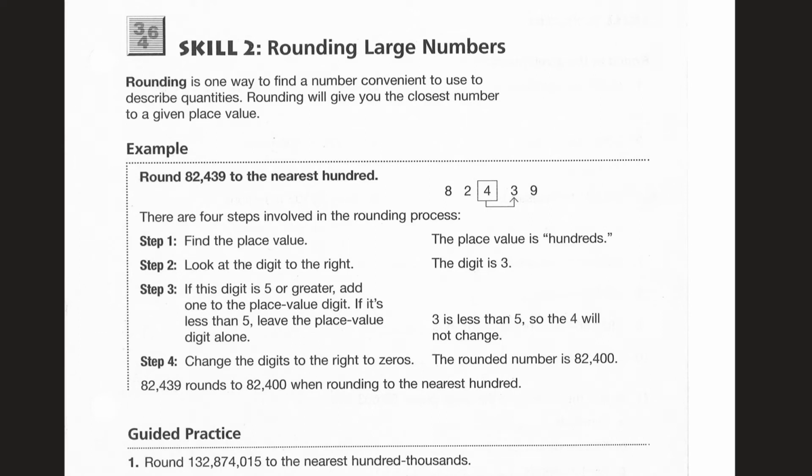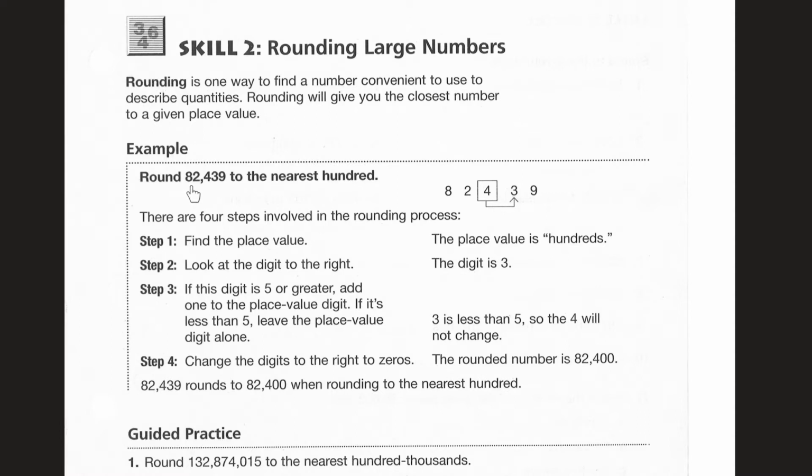Okay, skill number 2 for whole numbers, rounding large numbers. This is a very important skill to have. Let's get started. Rounding is one way to find a number convenient to use to describe quantities. Rounding will give you the closest number to a given place value.